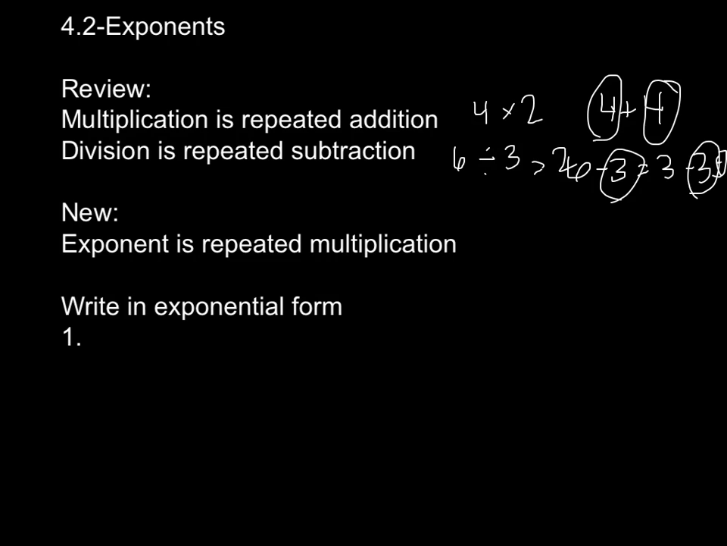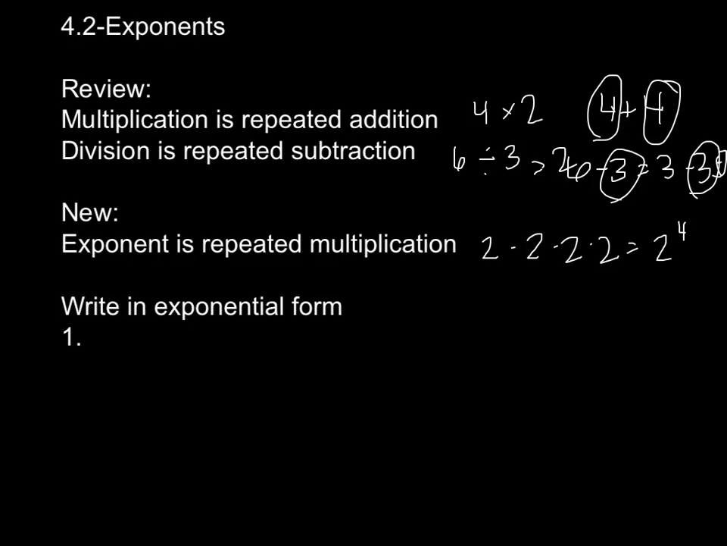So something new that we're adding right now is that when we have exponents, it's repeated multiplication. So if I have 2 times 2 times 2 times 2, there are 4 2's, so I keep my base number, 2, to the 4th power, because there are 4 of them. Okay, so that's just something new that we're doing for this section.